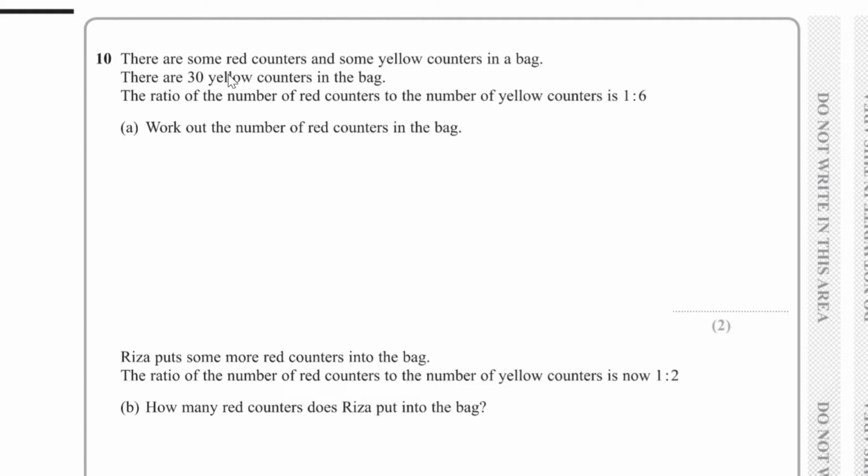Question 10. There are some red counters and some yellow counters in a bag. There are 30 yellow counters in the bag. The ratio of the number of red counters to the number of yellow counters is 1 to 6. For part A, we have to work out the number of red counters in the bag. So the ratio red to yellow, this is equal to 1 to 6. This is what we know so far.